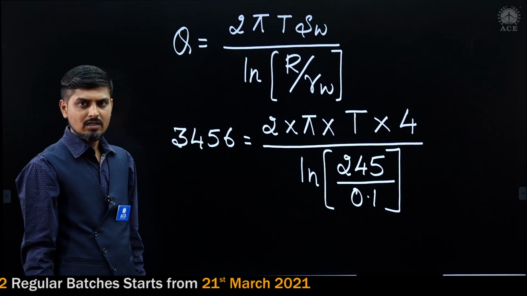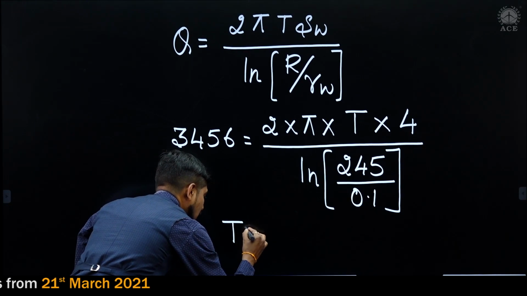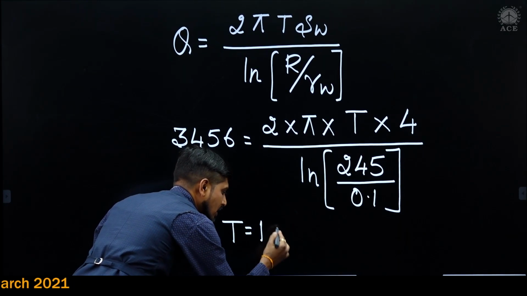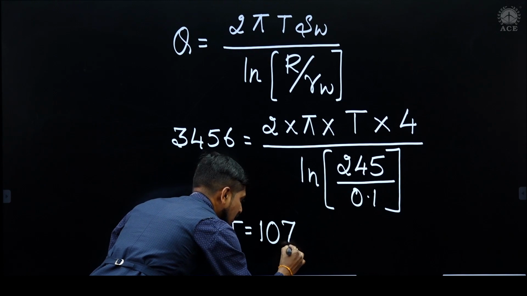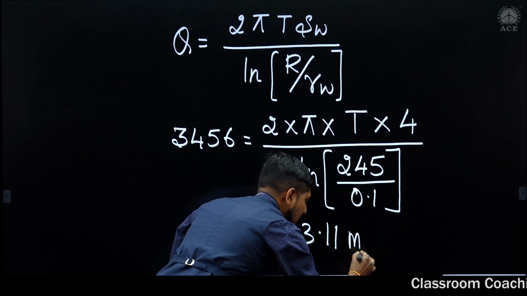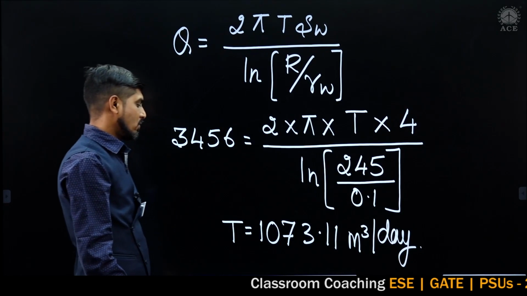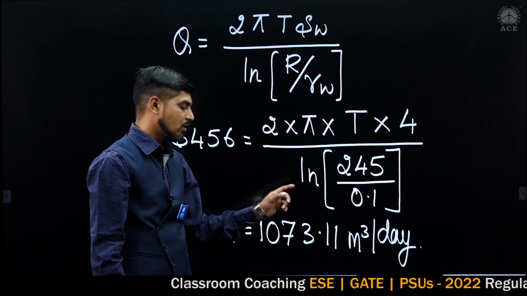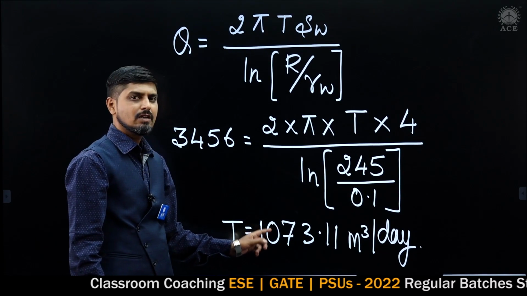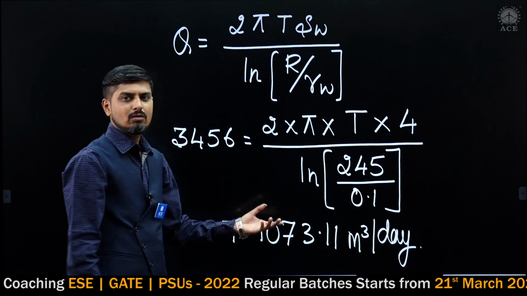So calculate. After calculating, you will get a T value of 1073.11 meter cube per day. So this is your T value, the coefficient of transmissibility. Now you can calculate K very easily.